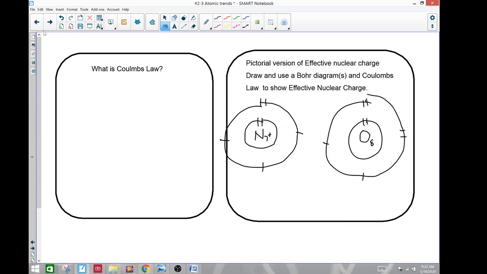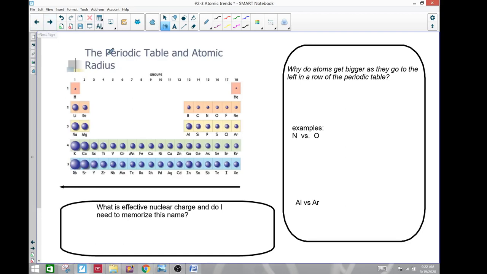It's asking here why are atoms getting smaller as you go to the right, or larger as you go to the left? It's a pretty general trend. Now there are some exceptions throughout here. In fact, nitrogen and oxygen might be an exception. But in this situation, what's going on here?